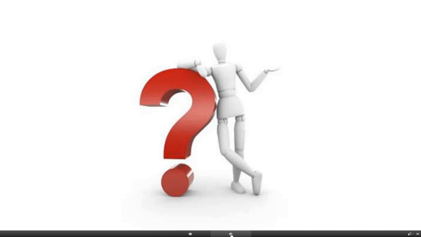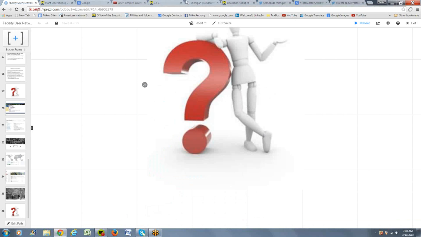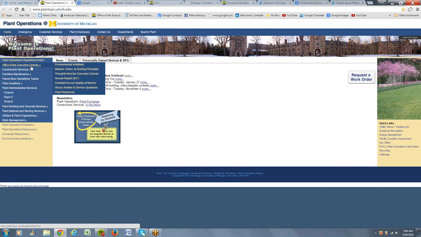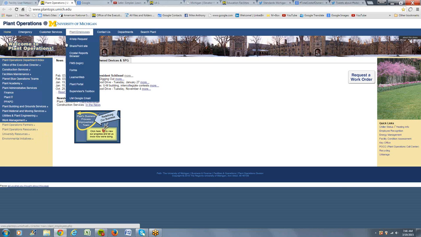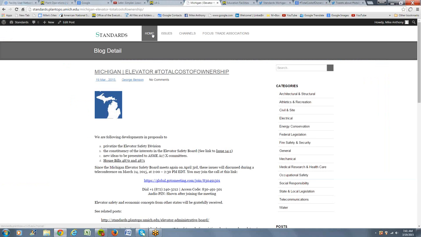Okay, good. So let's go live on the websites, and you'll begin to see what you'll see at the plant operations level. If you go to the Office of Executive Director, you will see where the facility user network is. But I'll skip ahead on that because you've already seen where that link is. Our work site is right here. So we're live on the work site.